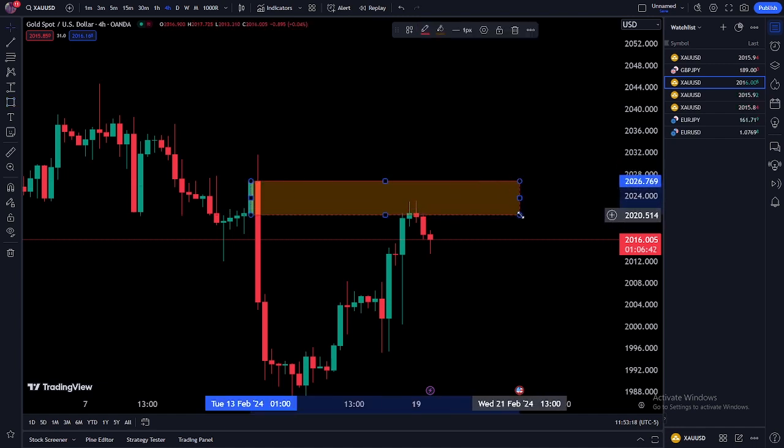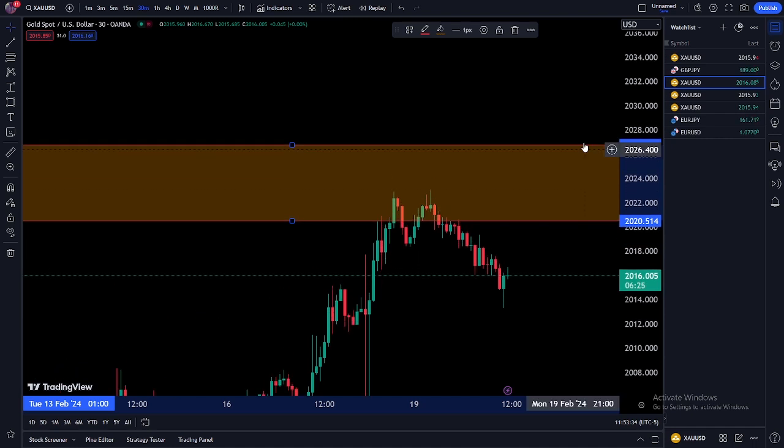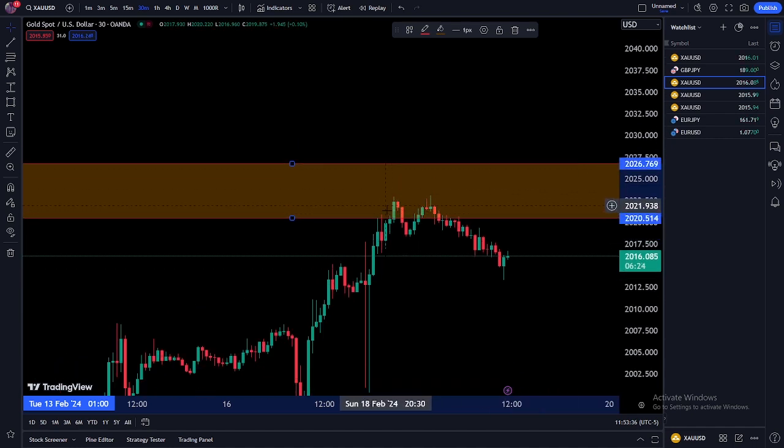So this is an engulfing zone on the H4 time frame. What we're seeing is the market coming back to this engulfing zone. After it comes back to that H4 engulfing zone, we are going to take it on the 30-minute time frame. So what we are also seeing is that the market goes back to that 4-hour engulfing zone.